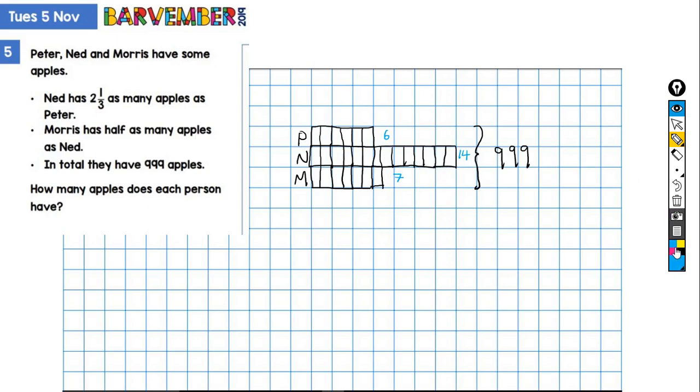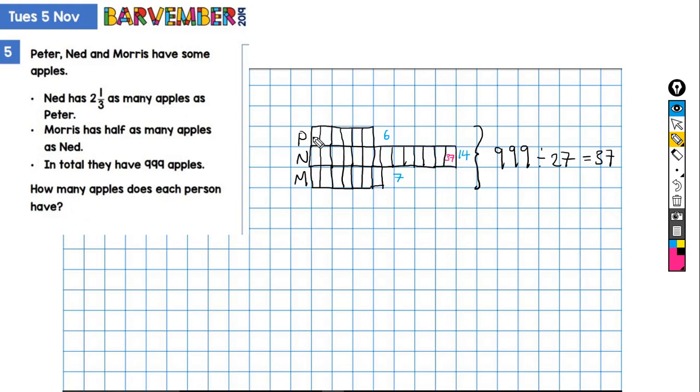So if I divide 999 by 27, I'm going to get 37. That means that each of these, let's pick another colour here, each of these sixths is worth 37. So what's going on here? We're asked how many apples does each person have.